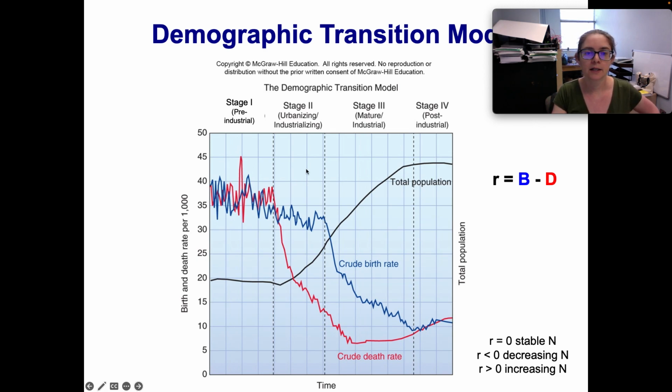When we start industrializing, we see that the death rates start to go down. There's a higher standard of living, there's more access to medical care, there's more food being distributed to more people.